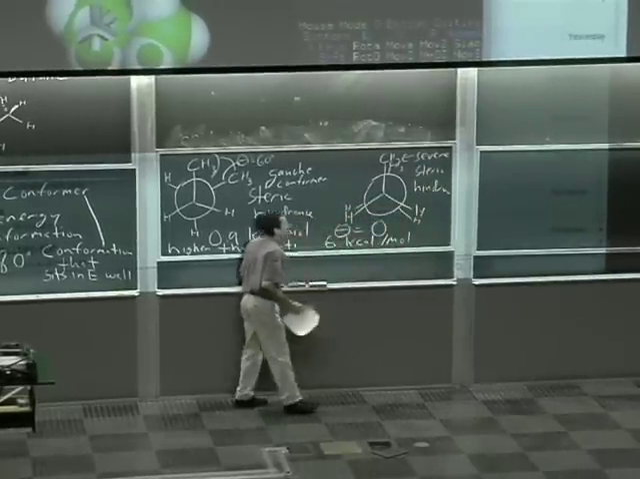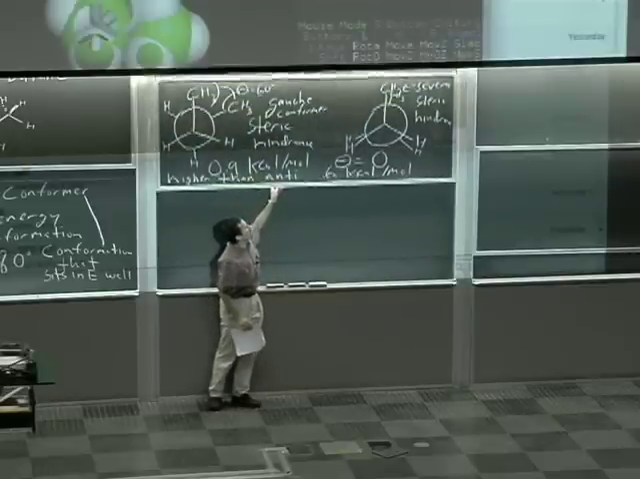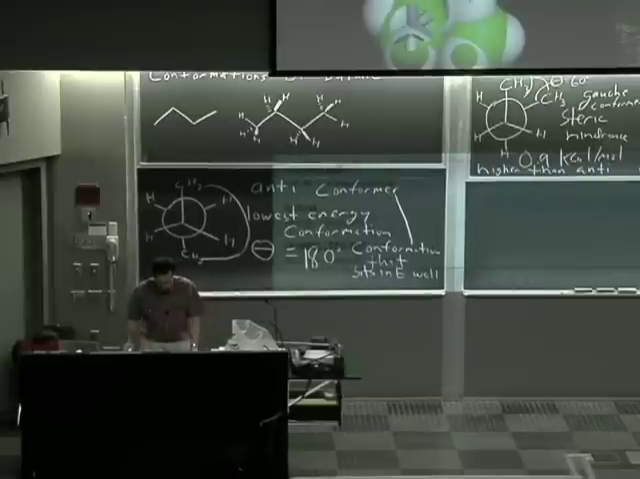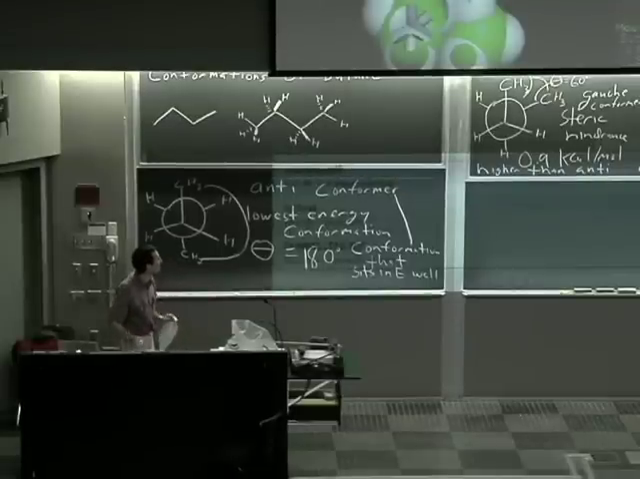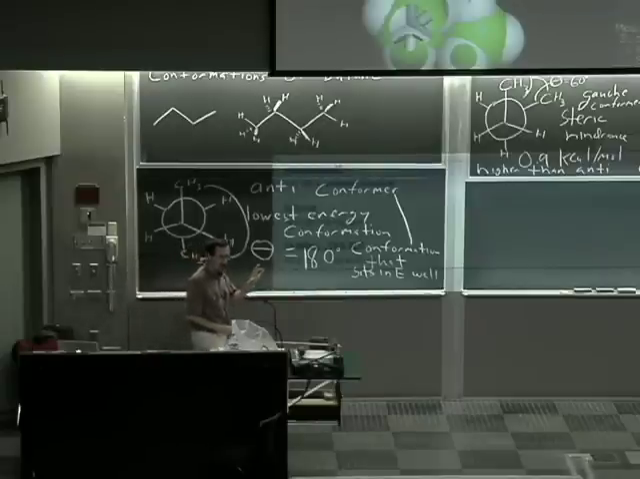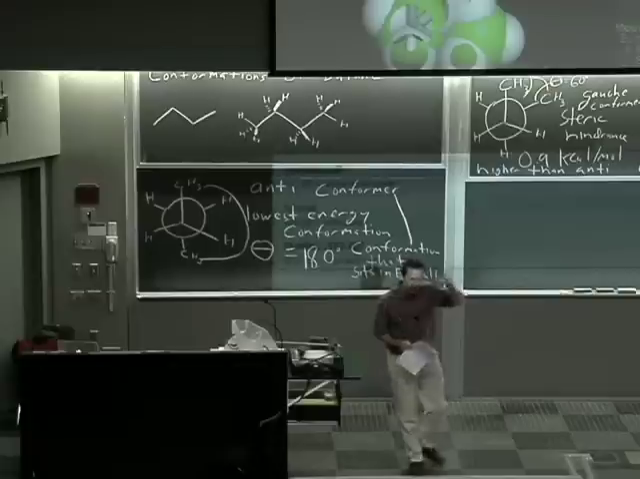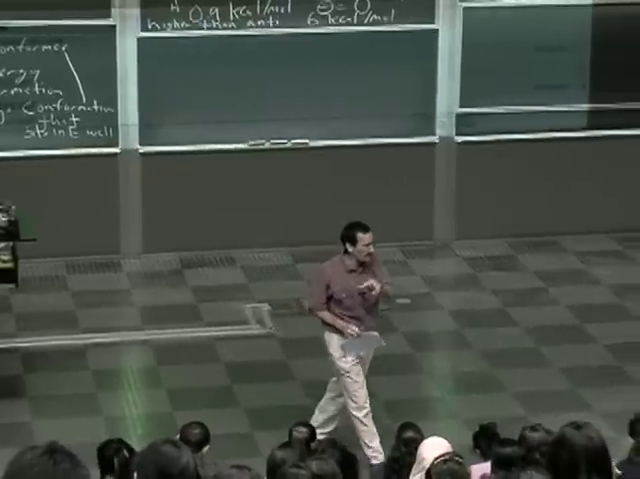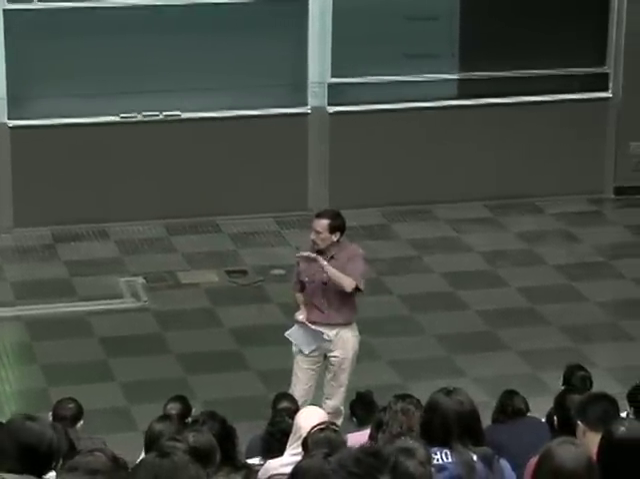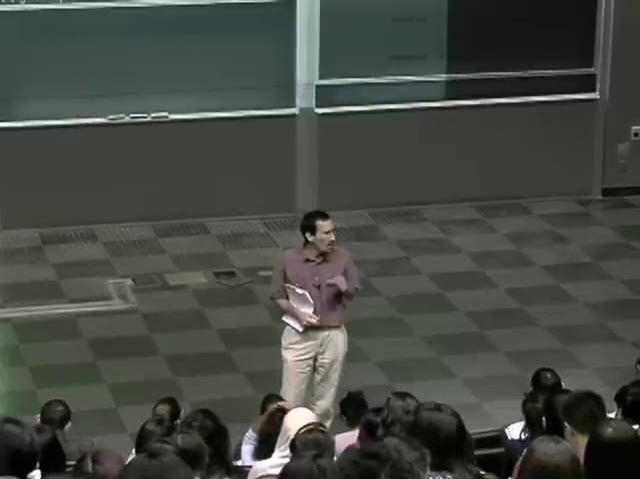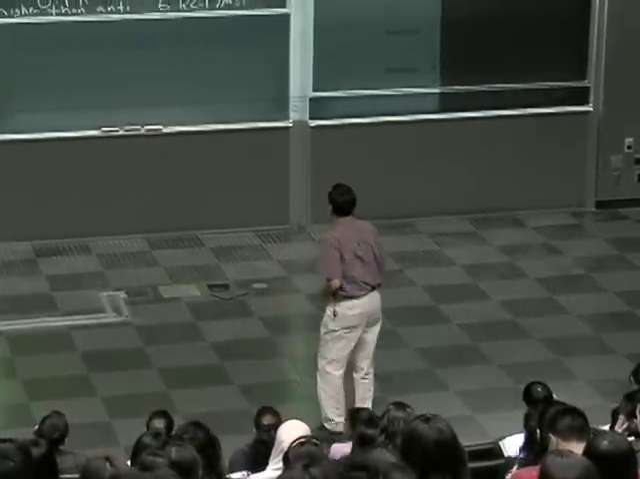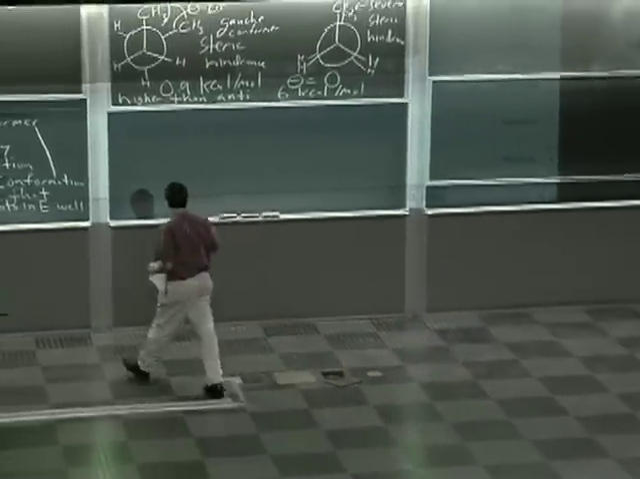What I'm going to do is give us enough energy information to actually write an entire energetic profile for butane as we rotate about the central carbon-carbon bond. So there's one more point. We considered 180 degrees, we've considered 60 degrees, we've considered 0 degrees. There's one more point that we need in order to be able to draw a sinusoidal curve that represents the energy profile. What would that one point be? 120 degrees, exactly. And that's going to be another energy maximum.